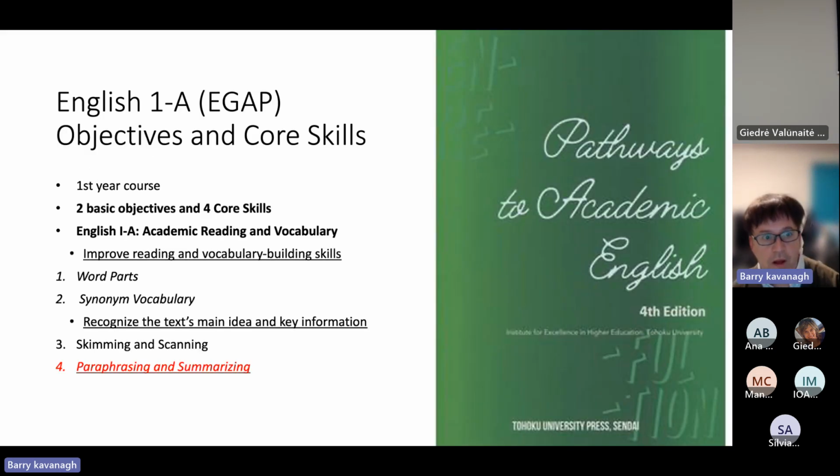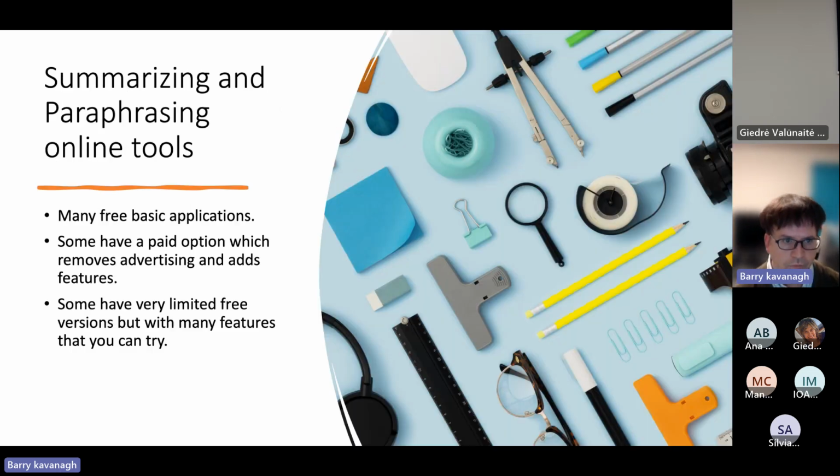Okay, so this is about the course. It's based on an EGAP course, so English for General Academic Purposes. So for this particular course, we have 2 objectives and 4 core skills. So the objective is to improve reading and vocabulary building skills. So we do things like word parts, prefixes, suffixes, synonym vocabulary, skimming and scanning, and paraphrase and summarizing. So today I will talk about number 4, paraphrasing and summarizing, and what I did in class in relation to how I used AI tools.